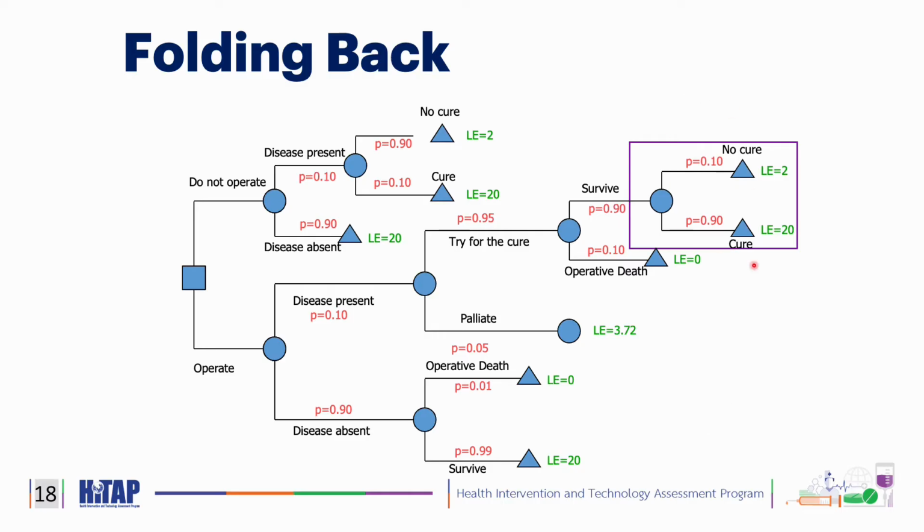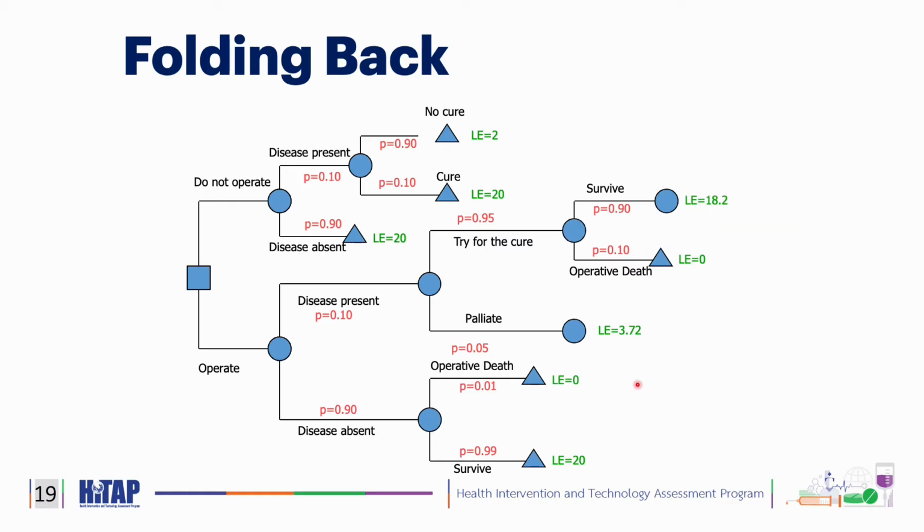Again, in this branch, we start by multiplying the life expectancy with the probability, combining with another branch, which is the life expectancy here, multiplied with the probability. So in this case, if the patient chooses to operate, the disease is still present but they try for cure, and the patient survives, this will end up with a life expectancy outcome of around 18.2 years.